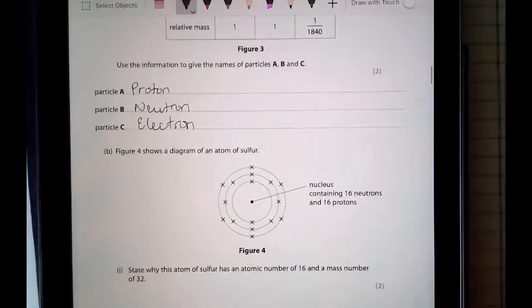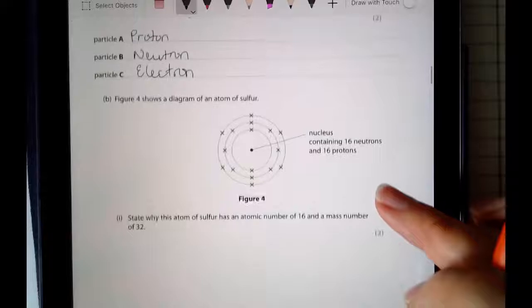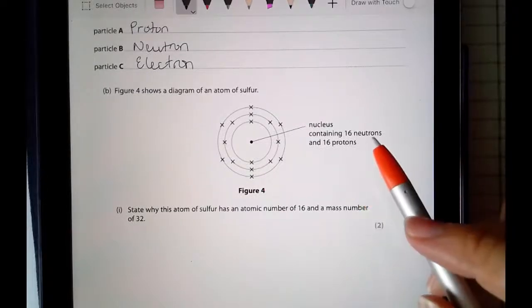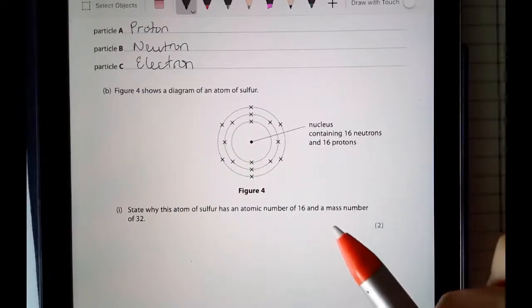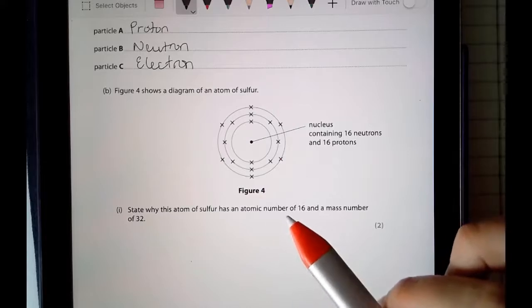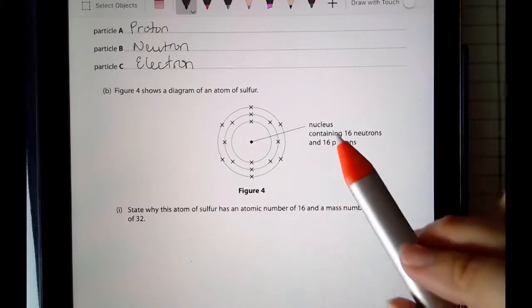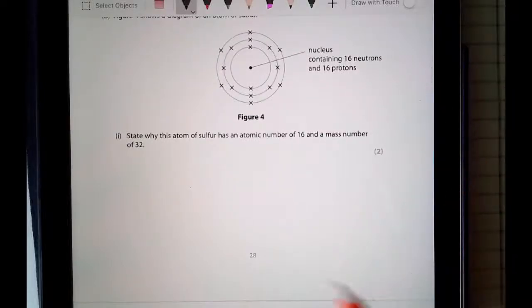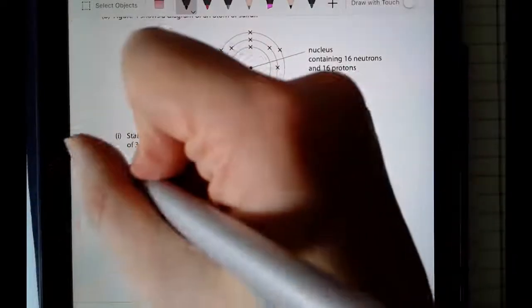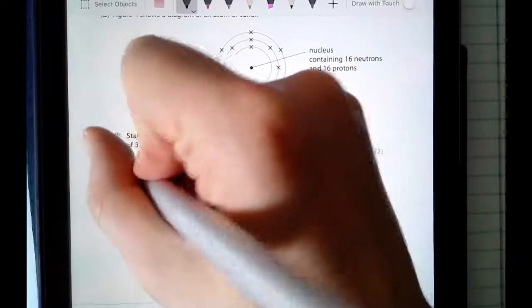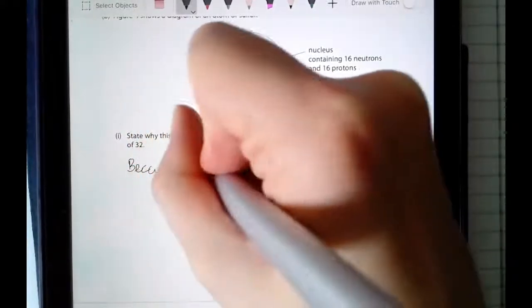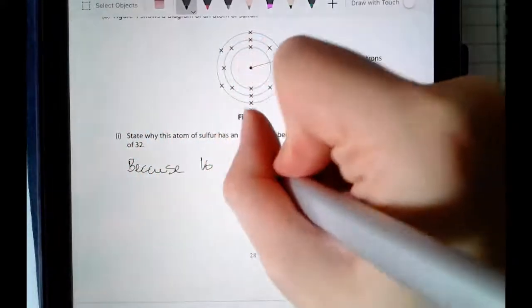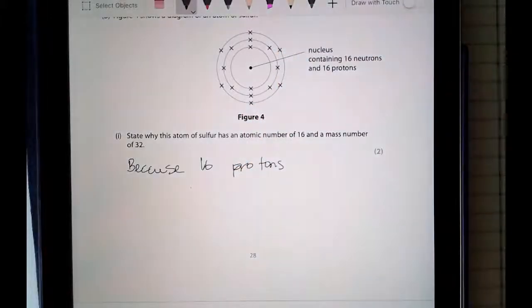The next question, they give you an atom of sulfur. They tell you it's got 16 protons and 16 neutrons, and they ask you why the atomic number is 16. The atomic number is the number of protons. So if there's 16 protons, then the atomic number must be 16. So you'll just say atomic number is 16 because there are 16 protons.